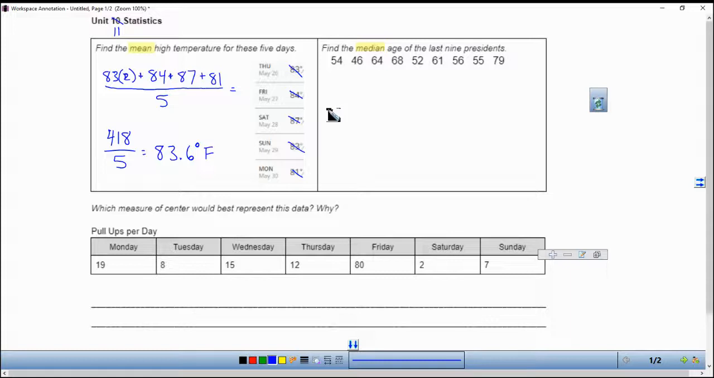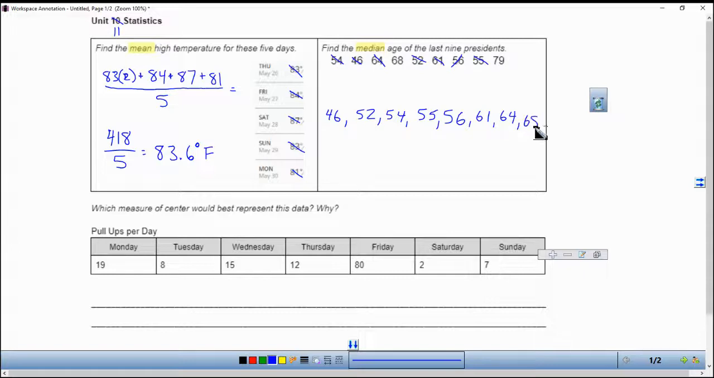The number with the least value is 46. Cross that off. The next one would be 52. Crossing that off. It looks to be 54, and then 55, 56. So these are the ages of the last 9 presidents, it looks like. Okay, 61, 64, 68, and then 79.